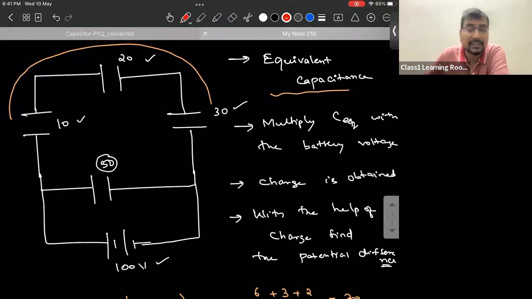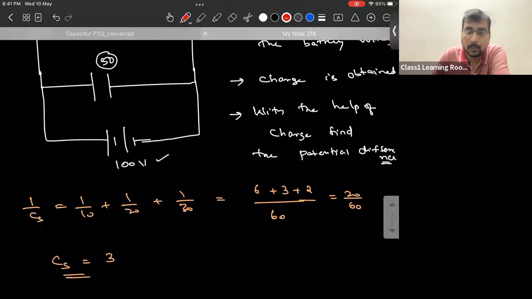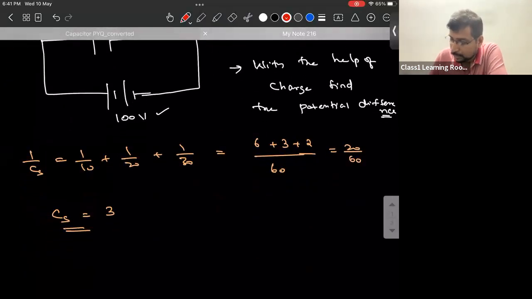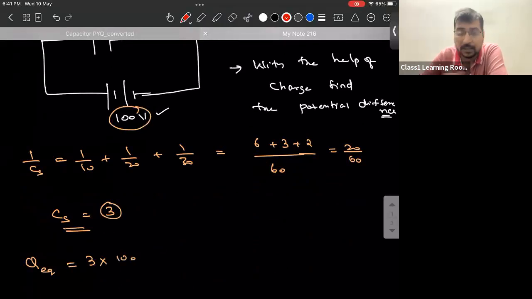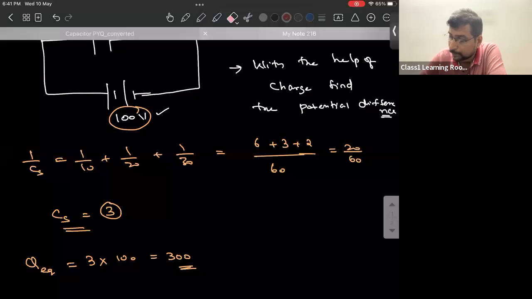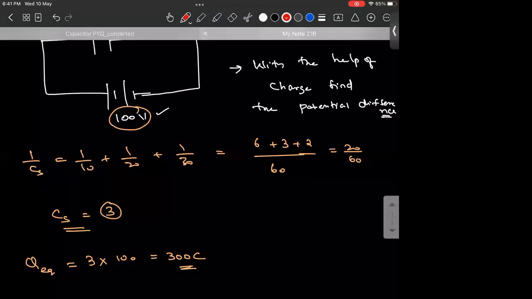Second, multiply the C equivalent with the battery voltage. So you will get Q equivalent is equal to 3 multiplied with the battery voltage, that is going to be 100. So that's going to be 300 coulomb. Am I right?